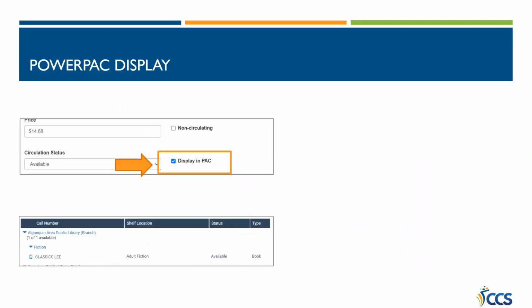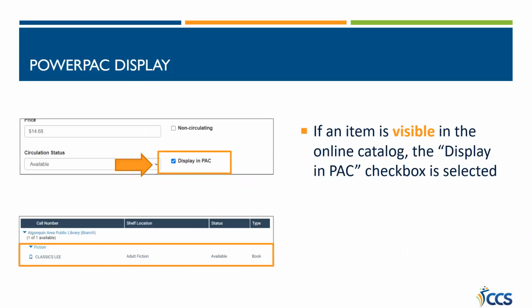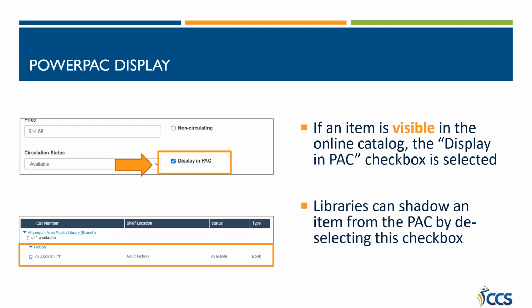To start with, Polaris records have a display in pack checkbox. This gives libraries flexibility if they want to show an item or shadow an item. So if you see a record in the pack, you right away know that the display in pack checkbox is selected. If it's not checked, patrons won't see the holding in the online catalog.